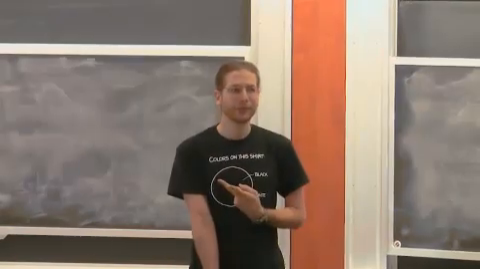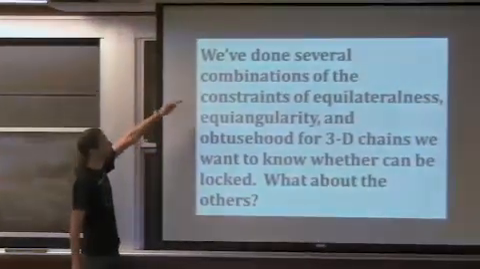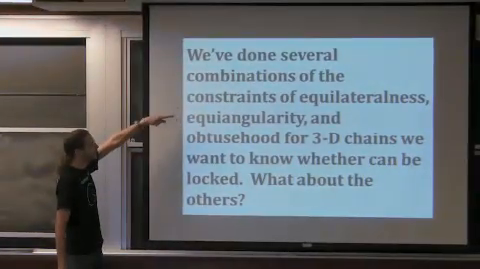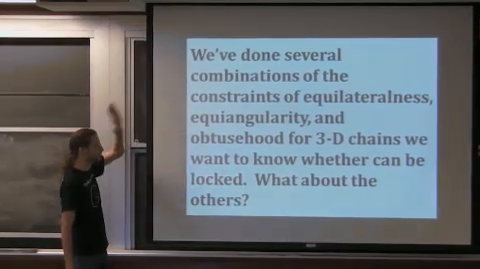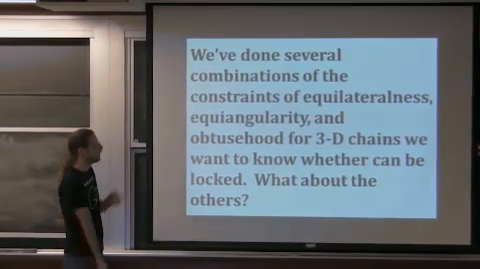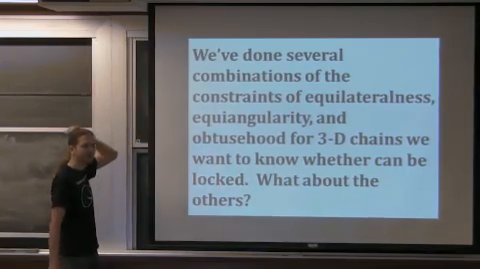This class is talking about two lectures, both about protein folding, fixed angle chains, things like that. There's a few questions about them. One is mostly about these open problems: equilateral, equiangular, obtuse 3D chains. The fixed angle open problem is, are they locked? So the question is about, what about any subset of those combinations?